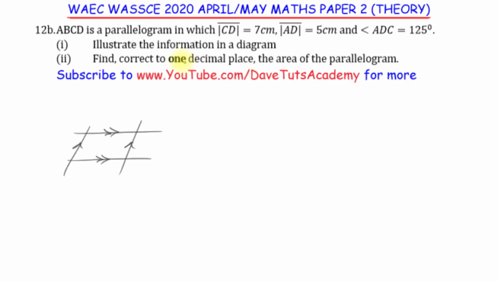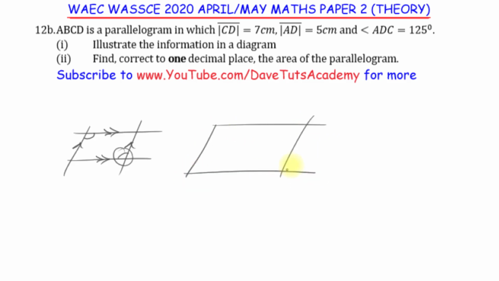But here in the question, we are told that the line CD is 7 centimeters, AD is 5 centimeters, ADC is 125 degrees. As a rule of thumb, if you look at this diagram, you can see that the angle that will be greater than 90 is either this one or this one. Any of the two will be suitable for you. For me, I want to pick here. So that means I will have something like this.